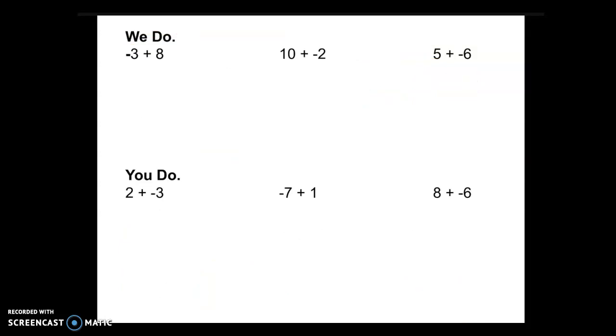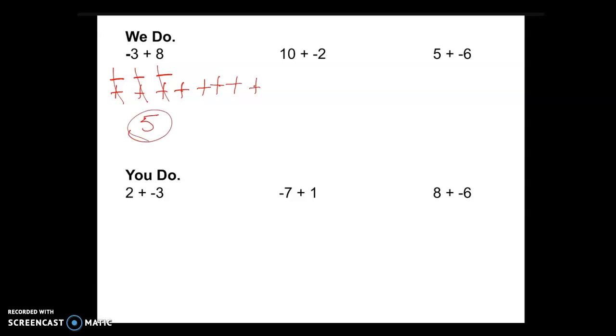-3 plus 8. How many negatives do I have? I have 3. How many positives do I have? 8. Then I'm going to cross out my 0 pairs, and I am left with 5 positives. So my answer is +5.